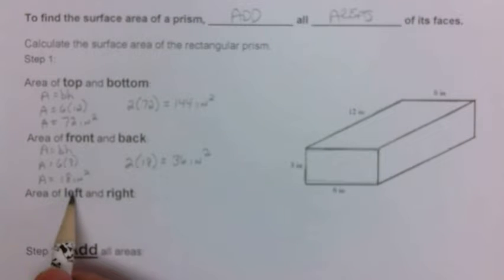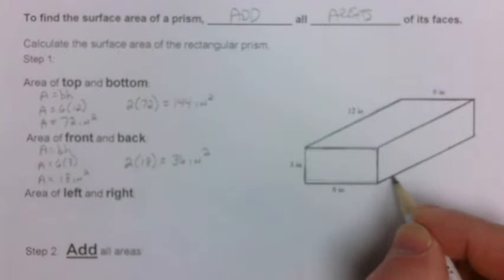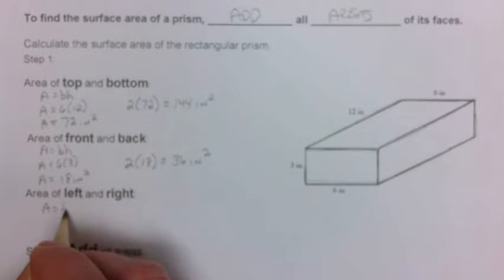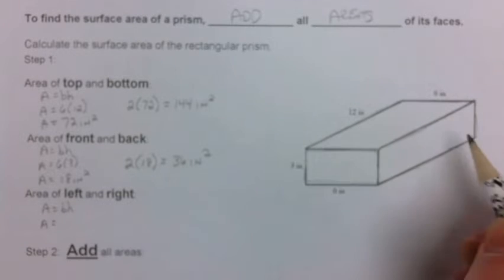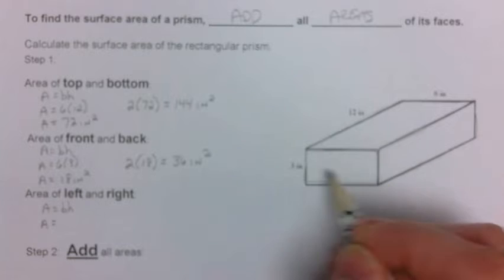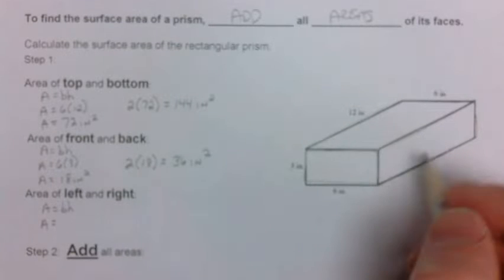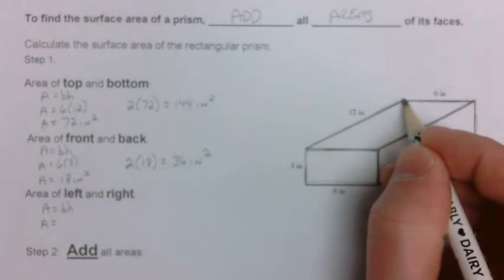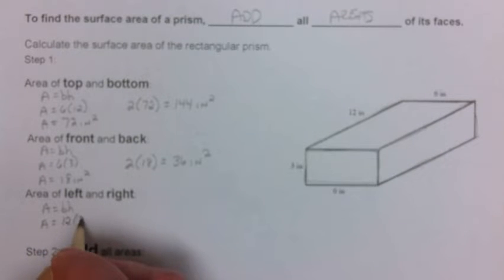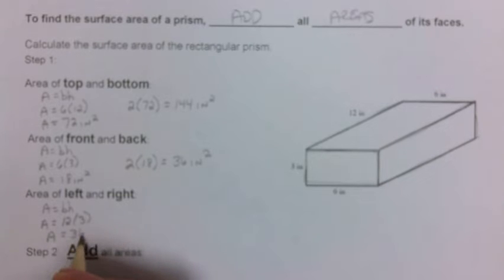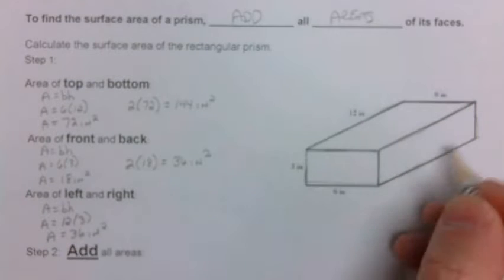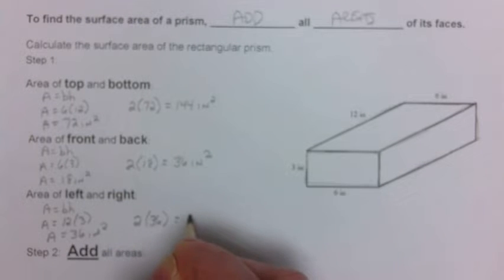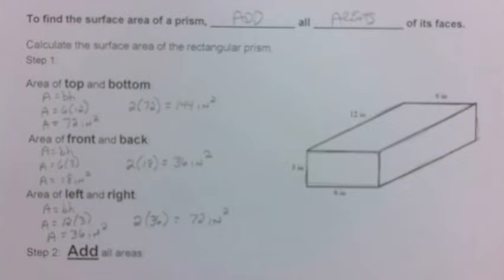Now I'll do the same thing for the left and the right faces. Here's the left face, the right face, and it's again a rectangle. Area equals base times height. For the measurements, I know this height is the same as this height, which was 3. And this base down here matches the 12 inches found right here. So I can simply do 12 times 3, which is going to be 36 square inches. But again, that's just for the right face. The left face is exactly the same, so once again, we will double it. 2 times 36 is 72 square inches.